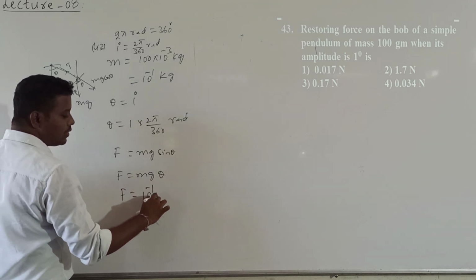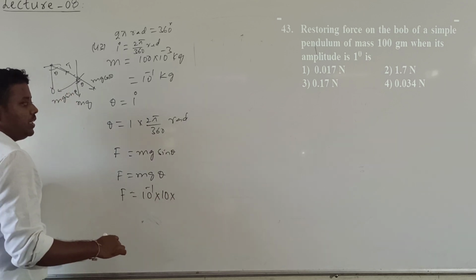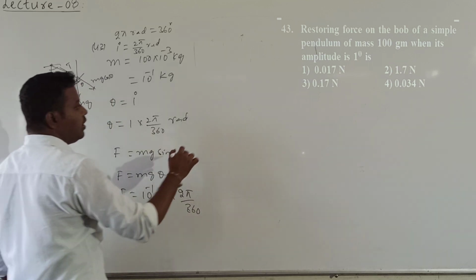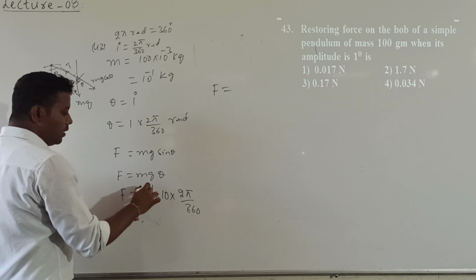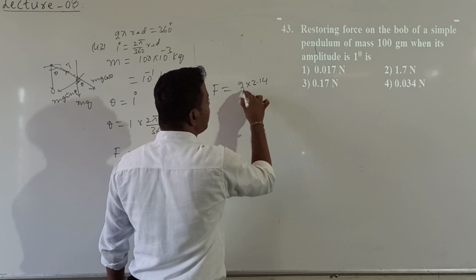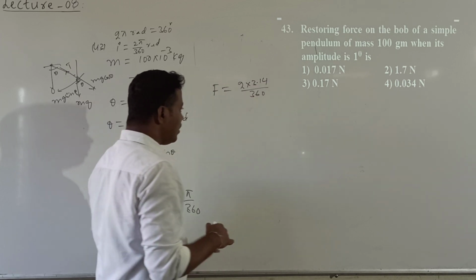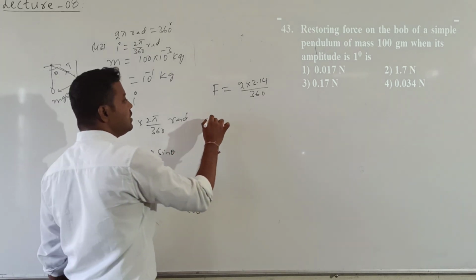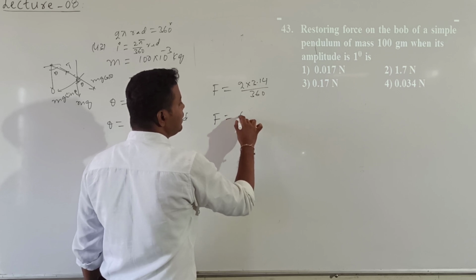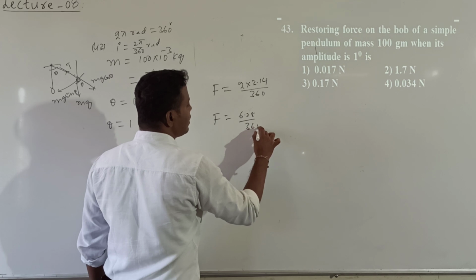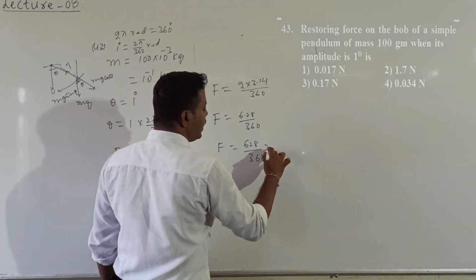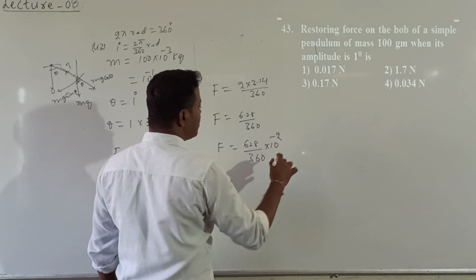M value is 10 power minus 1, g value is 10, and theta value is 2 pi divided by 360. Simplify this. What will F be? 10 power plus 1 minus 1 cancel, which gives 2 into 3.14 divided by 360, which is 6.28 divided by 360, or otherwise 628 divided by 360 into 10 power of minus 2. So what will I get as the F value?